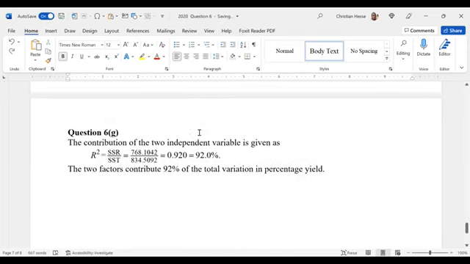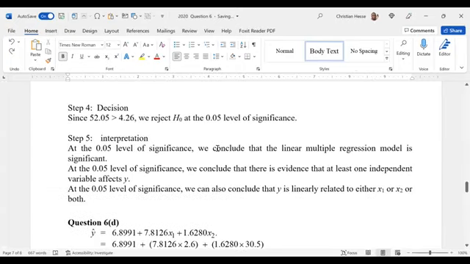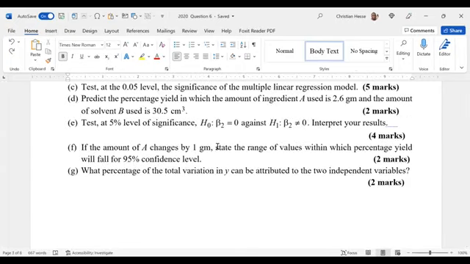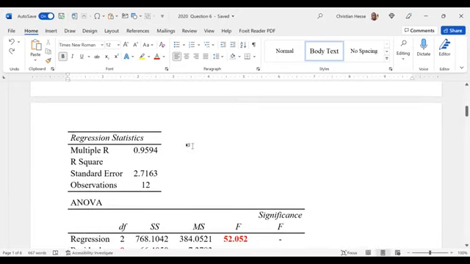Are we okay? Then the last one, the gene. Note, it is a full question for 20 marks. The gene says: what percentage of the total variation in Y can be attributed to the two independent variables? So how do you get it? Let's go to the table and see whether you can obtain it. That's the value here, which is omitted. So how do you get it?